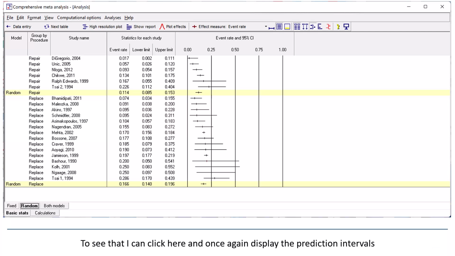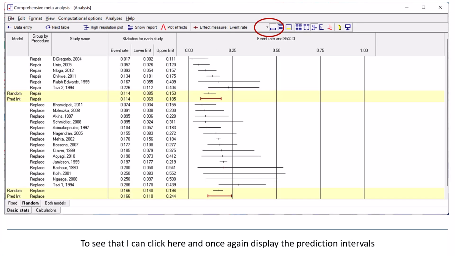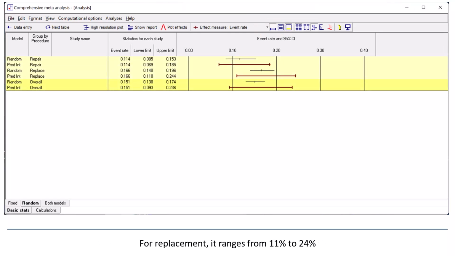To see that, I can click here and once again display the prediction intervals. For repair, the risk in various populations ranges from 7% to 19%, and for replacement, it ranges from 11% to 24%. So there is a fair amount of overlap between the subgroups, but also an important amount of non-overlap. That's a basic look at subgroups analysis.